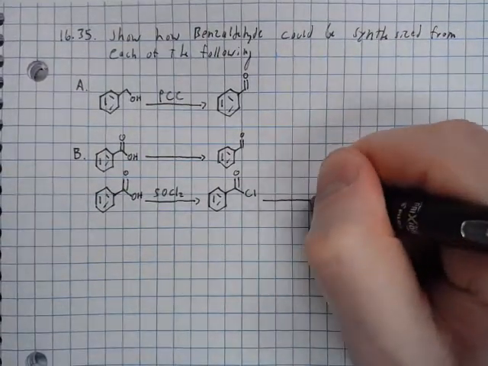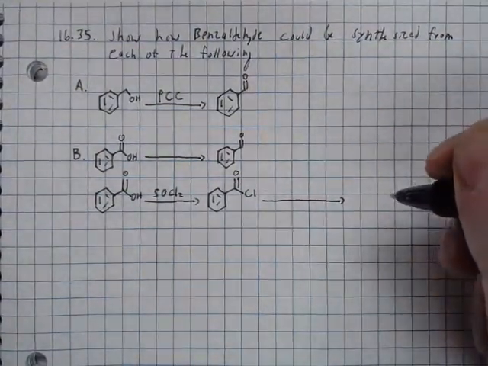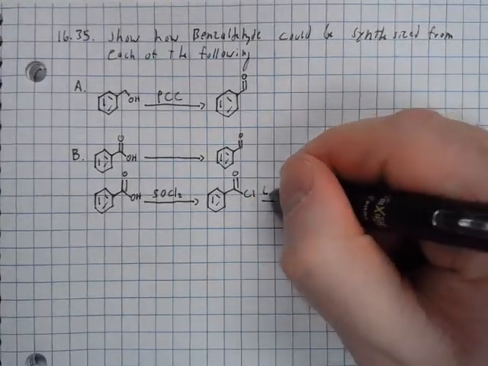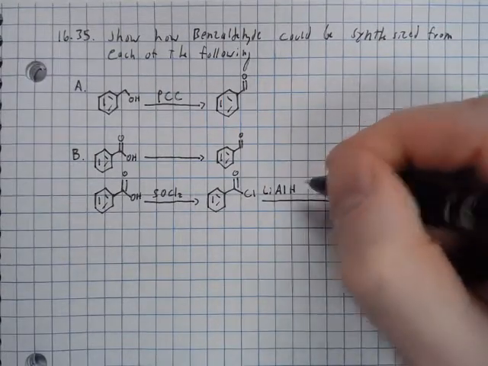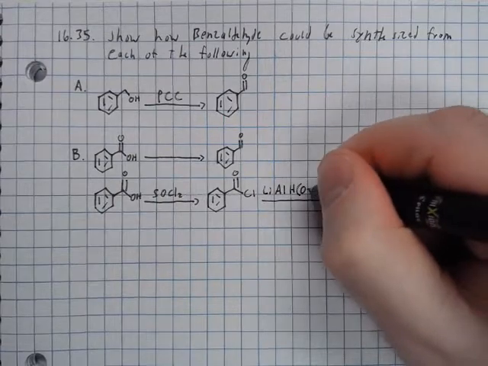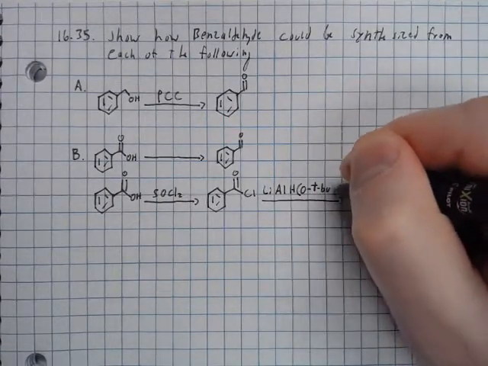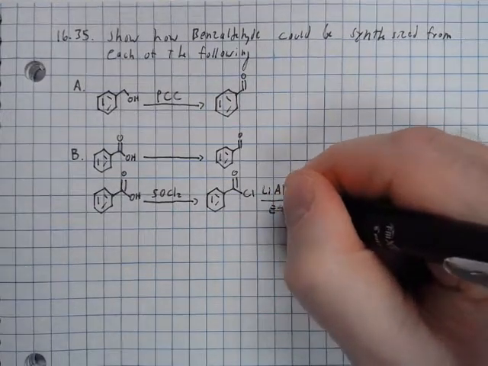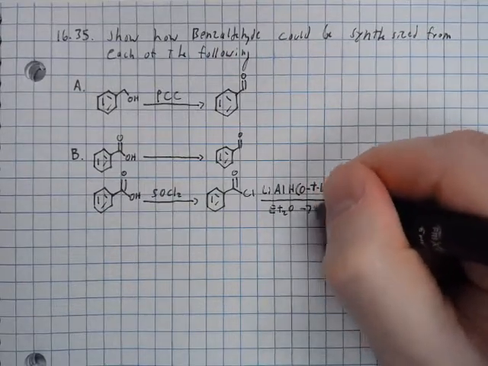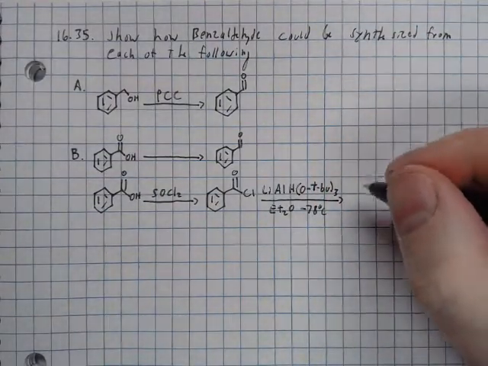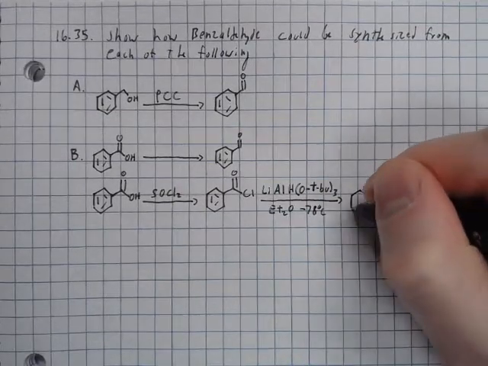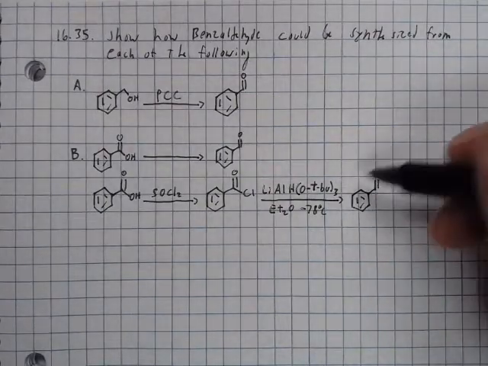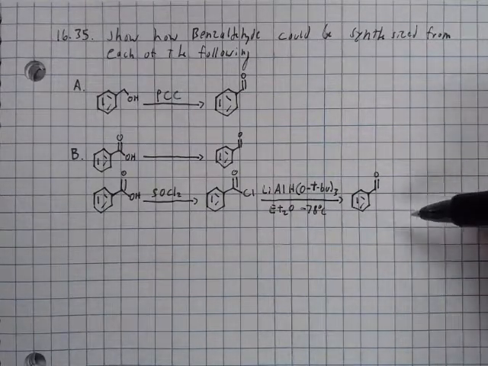And then to reduce that acyl chloride using lithium aluminum tri-tert-butoxy hydride in diethyl ether at negative 78 Celsius. And we can get the aldehyde.